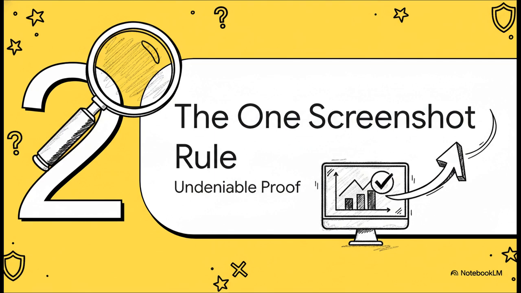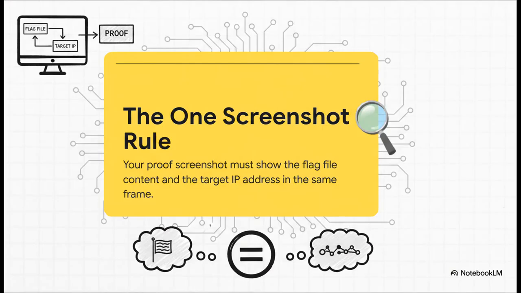Well, we follow one simple, super powerful solution, the one screenshot rule. Think of this as your silver bullet. And here's the rule, plain and simple. Your proof screenshot has to show the content of that flag file and the target's IP address in the exact same frame. Not in two separate pictures, not in the same folder, in one single image. This is what connects the what, the flag, with the where, the target machine. There's just no room for argument.